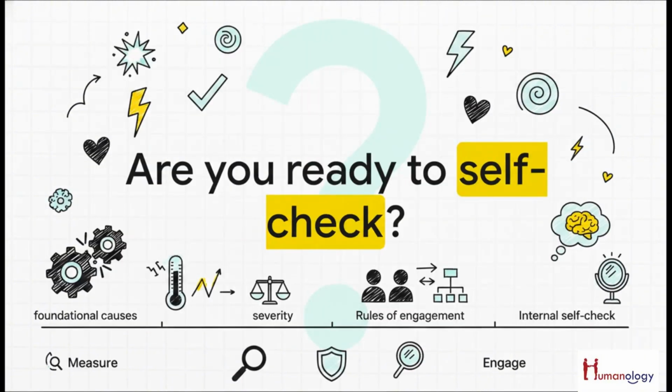So, I'm gonna leave you with this. Are you ready to self-check in your next tough conversation? We've traced the entire arc today, from understanding the foundational causes of a customer's frustration to actively measuring the exact severity of the threat, engaging with structured, disciplined rules, and finally, mastering that vital internal self-check. The next time you find yourself facing an angry customer, remember this blueprint. Measure the threat, engage by the rules, and always check your own temperature first.